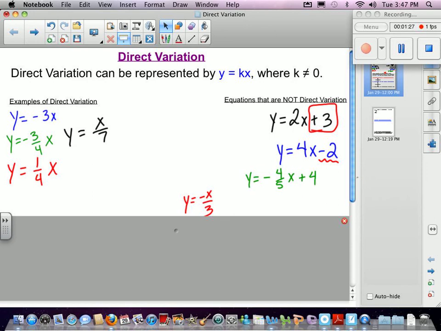The one in green here is not going to be direct variation because of the plus 4. And then the last one on this list, y equals negative x over 3, we could write that as negative 1/3 x, so therefore the k would be negative 1/3.